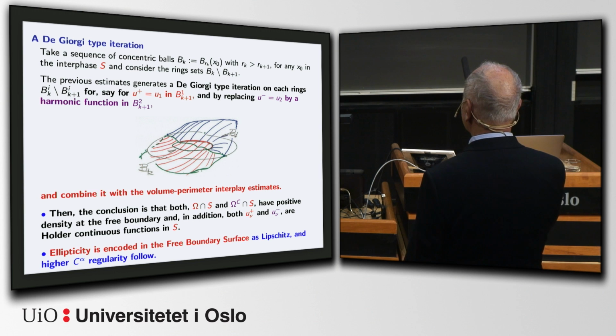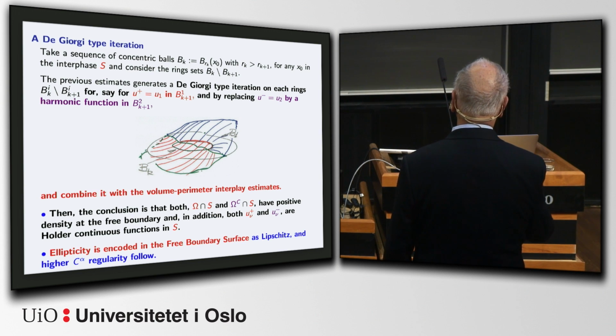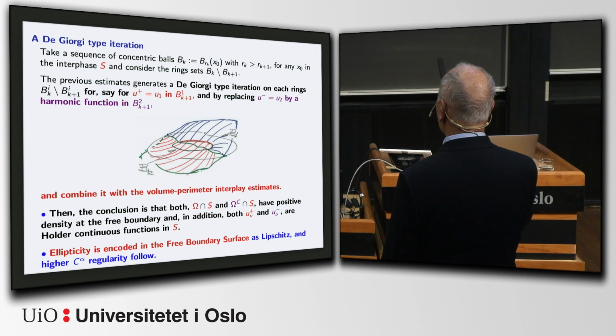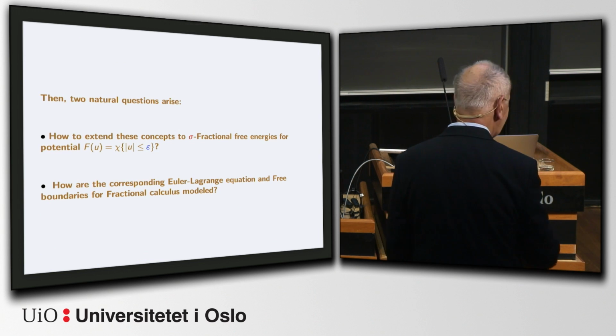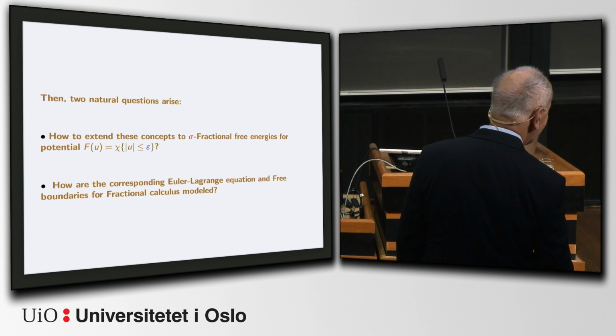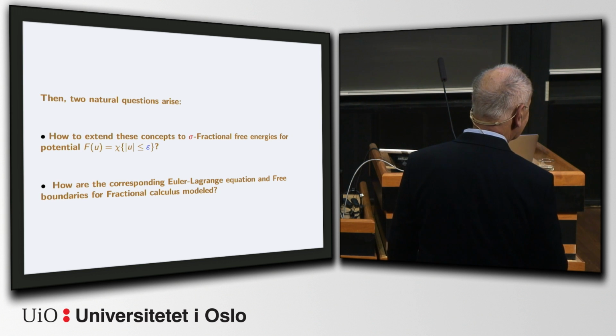So here it is: elliptic is encountered, in the free boundary the surface is Lipschitz, and higher C alpha regularity follows. Okay, so you have the different possibilities. Okay? Pardon? Yes, yeah. Okay, so this is the wrap-up? Okay, good. This is good enough?